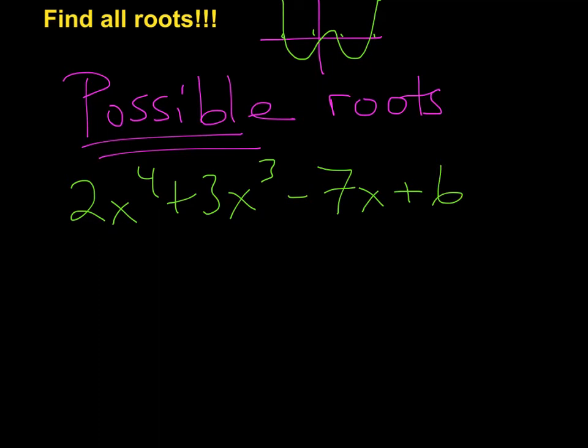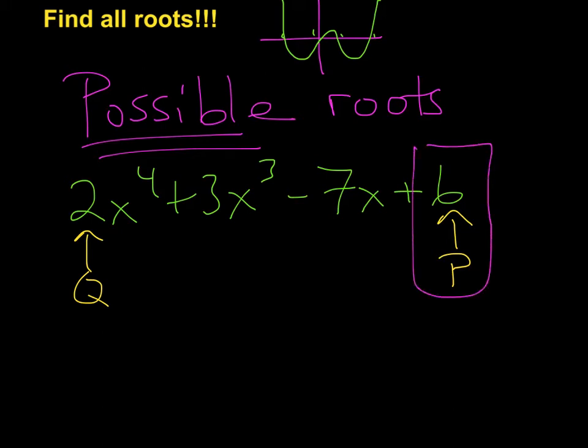So what we're going to do is we're going to assign two variables. This guy on the end, the constant term, is going to be my p variable. So this is p. And my leading coefficient, it has to be the coefficient with the highest degree, right? So my highest degree is 4 here. So I want the coefficient that goes along with x to the fourth, so that's 2. That's my q.